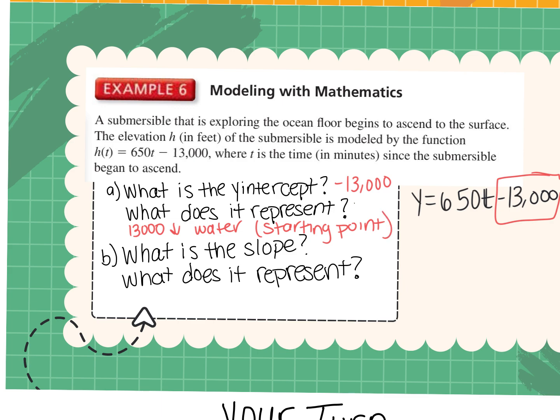Now, the submarine is going up. It's reaching the surface. And you can see it's going at a rate of 650 feet per minute, right? They're talking about minutes. So what is the slope? Well, the slope is that 650, positive 650. What does it represent? Well, what we just said, it represents that the submarine, I'll put sub for submarine, is going up. The submarine is going up 650 feet per minute. That's what that's representing. That's the constant rate of change.